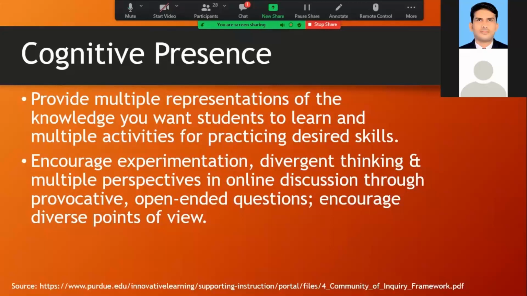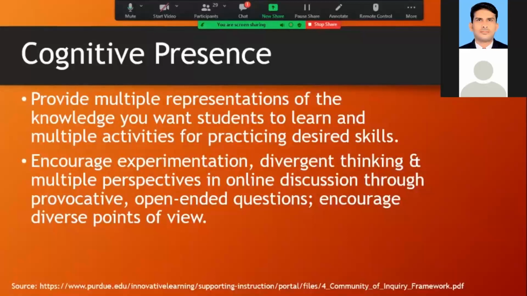So how can you do that? You can encourage experimentation there. You can encourage them for divergent thinking. You can have some online discussion and open-ended questions. You can even encourage diverse points of view. Only then can you ensure the cognitive presence. This doesn't mean that you need to ensure the cognitive and social and teaching presence only in face-to-face interaction.